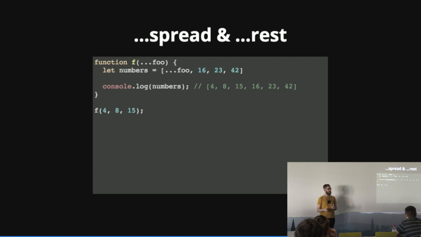But you can also split arrays again. So if you put the dots inside of it, this is called a rest, and this is called a spread because you spread the array. And if you do it inside of an array, it will actually concatenate to the array that you put it in. So in this case, it will log the numbers 4, 8, 15, 16, 23, 42.